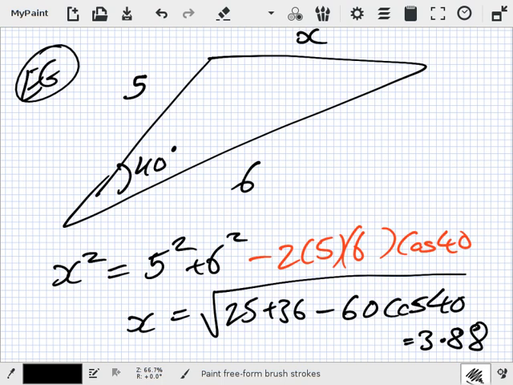Now, we will have a look at some practical problems. So in the exam, I'd say 50% of the time they just give you a triangle and they ask you to find something. And then 50% of the time they give you a little practical problem, like a little story problem. So let's have a look at some practical ones, because they're the tricky ones.